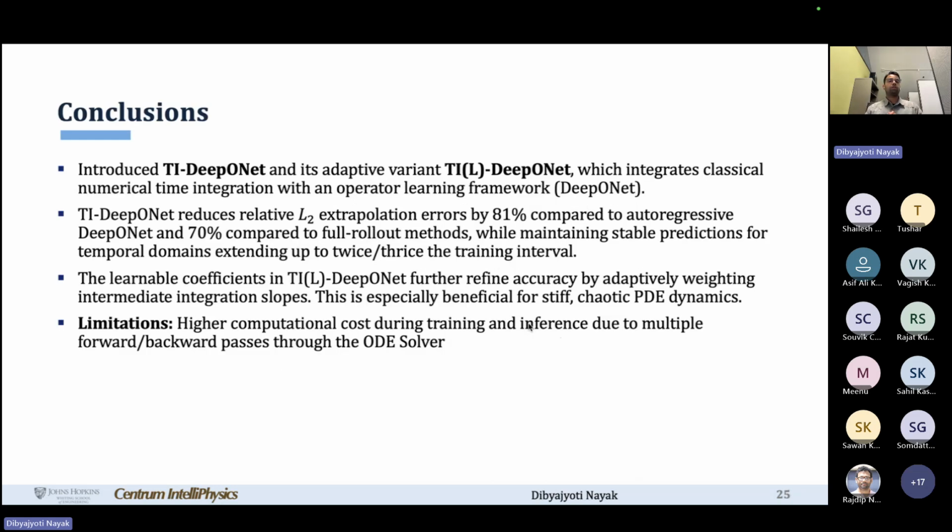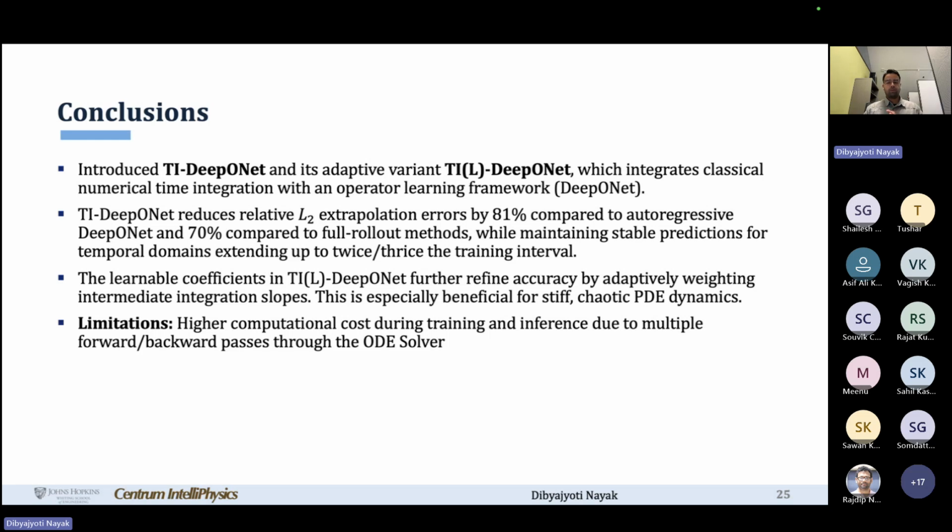Finally, I would want to conclude with this slide. In this work, we introduced TI-DeepONet and its adaptive variant, the Learnable TI-DeepONet, which integrates classical, well-established numerical time integration with operator learning frameworks. We saw that TI-DeepONet reduces relative L2 extrapolation errors by roughly 81% compared to the autoregressive setting and 70% compared to full rollout methods. It also maintains stable predictions for temporal extrapolation domains which are twice or thrice the training interval. And the learnable coefficients that we employ in the TI-DeepONet further refine accuracy by adaptively weighing the intermediate integration slopes.